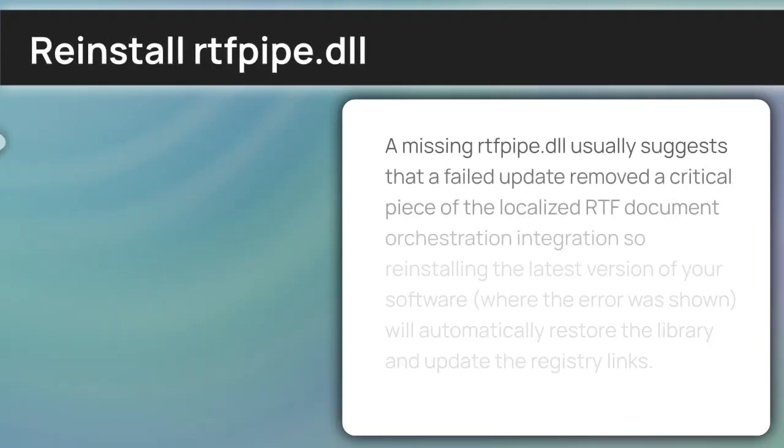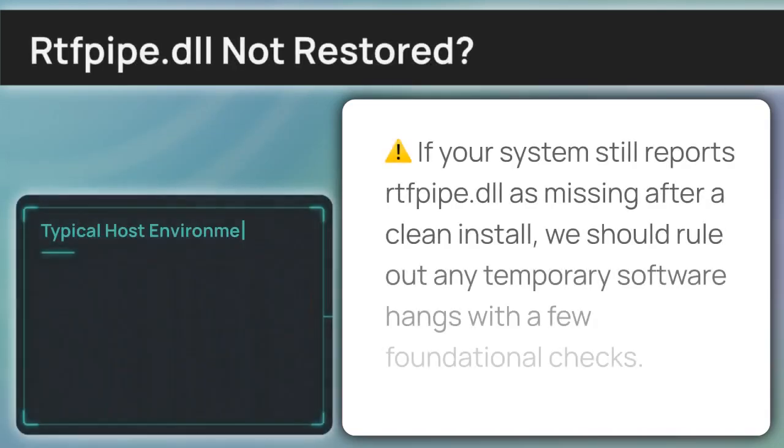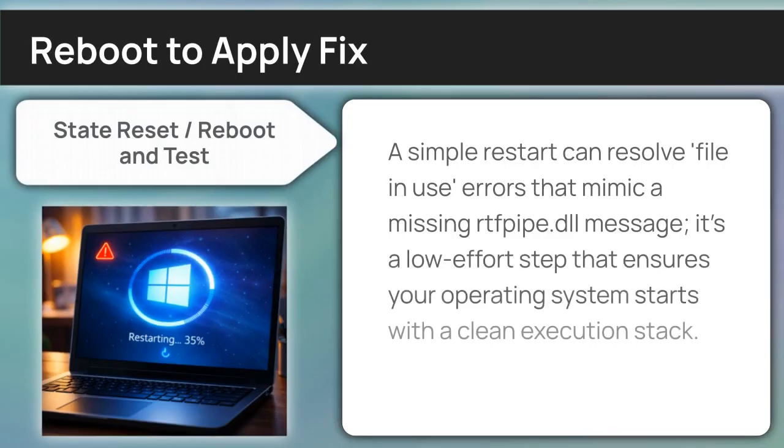A missing Rtfpipe Library DLL usually suggests that a failed update removed a critical piece of the localized RTF document orchestration integration. So reinstalling the latest version of your software, where the error was shown, will automatically restore the library and update the registry links. When a fresh installer fails to clear the error, it typically points toward a deeper conflict within the Windows execution layer. A simple restart can resolve file-in-use errors that mimic a missing Rtfpipe library message. It's a low-effort step that ensures your operating system starts with a clean execution stack.